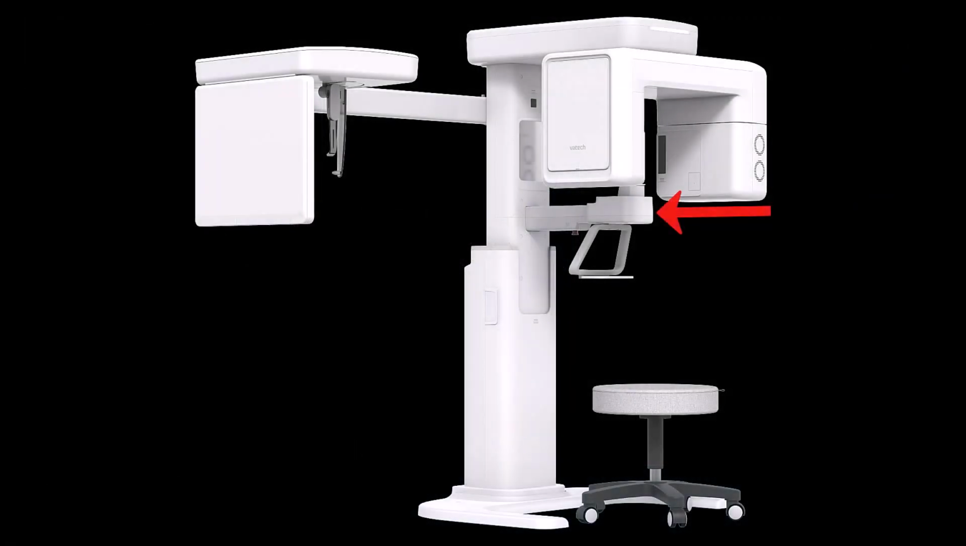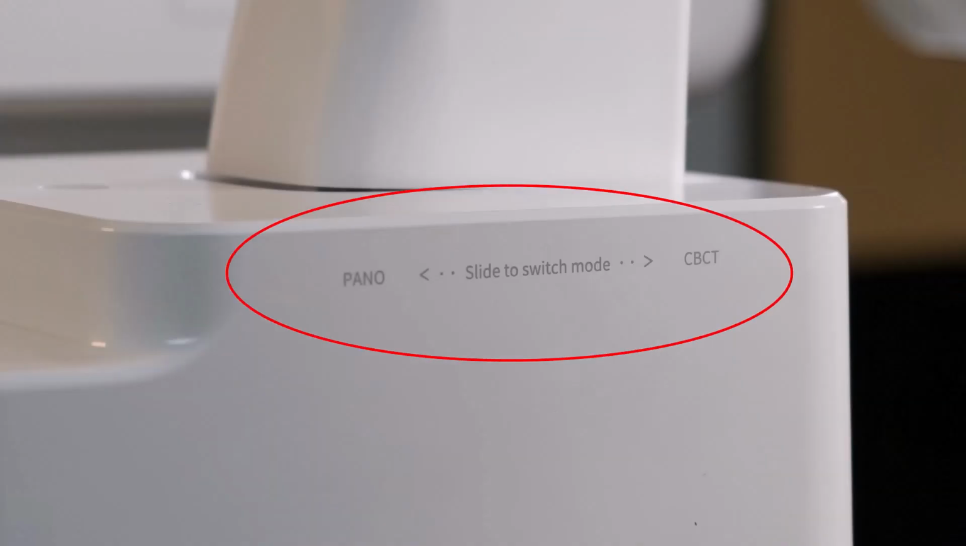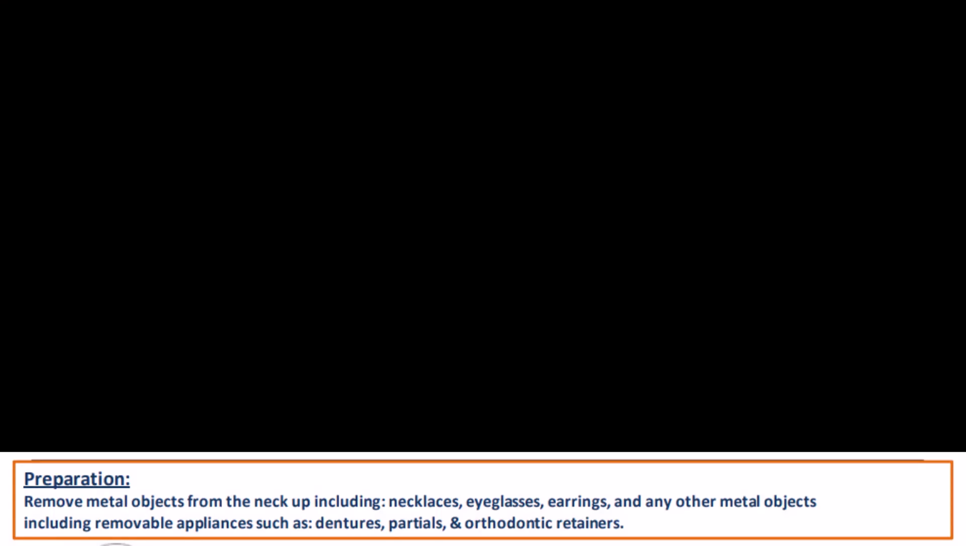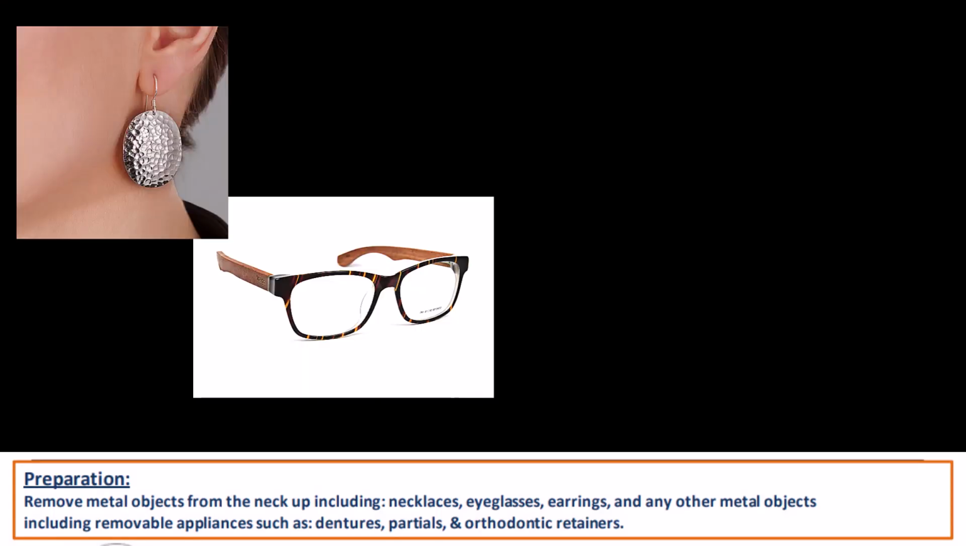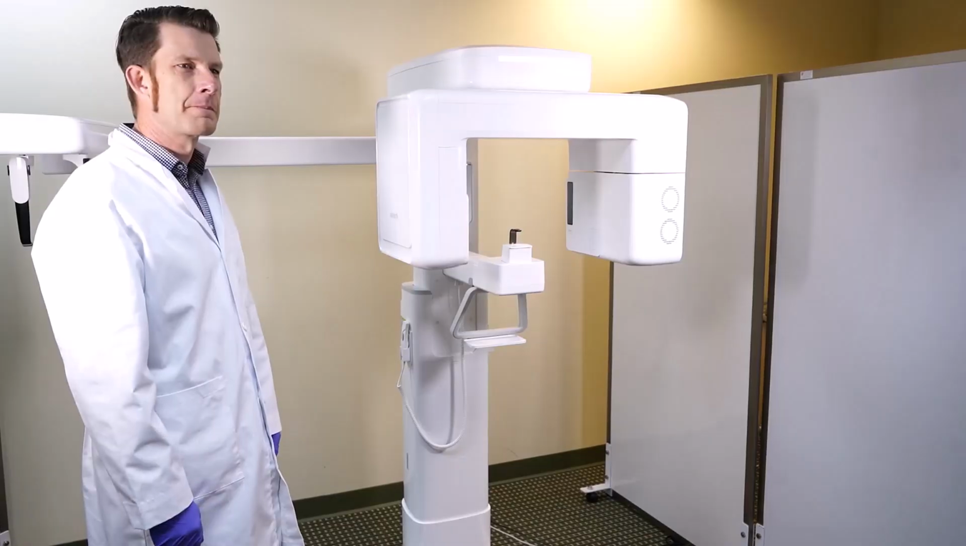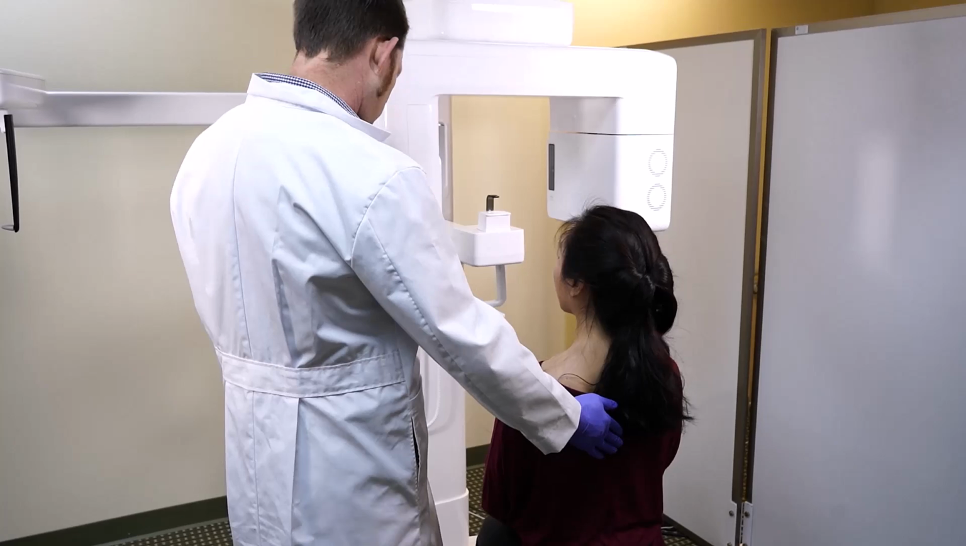Before positioning the patient, ensure the mode adjustment slider is set to the panel mode by gently sliding the lever to the panel position. In preparation, have the patient remove all metal objects from the neck up, including necklaces, eyeglasses, earrings, and any other metal objects. First, have your patient seated, sitting as upright as possible a few feet away from the machine.